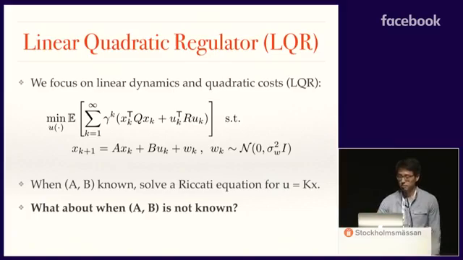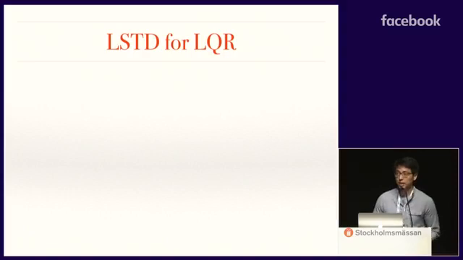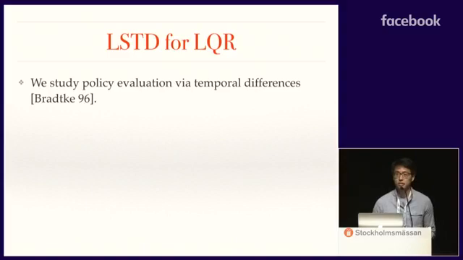There are model-based methods and model-free methods. In this talk, I'm going to look at model-free, and in particular at least squares temporal differencing. The particular subproblem I'm going to look at is policy evaluation via temporal differences. What is policy evaluation? You hand me a controller K, you got it somehow, and you want to know what its value function is. How good is this controller?